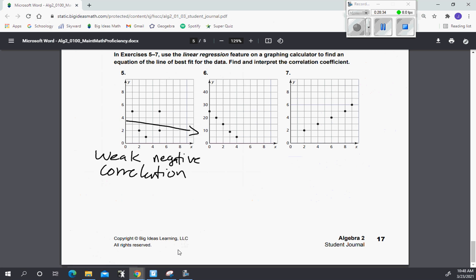Going back here. Describe the correlation. Because my line of best fit was really, really close to all of those, that is a strong correlation. It's a strong, which direction? It's going up and to the right. That's positive.